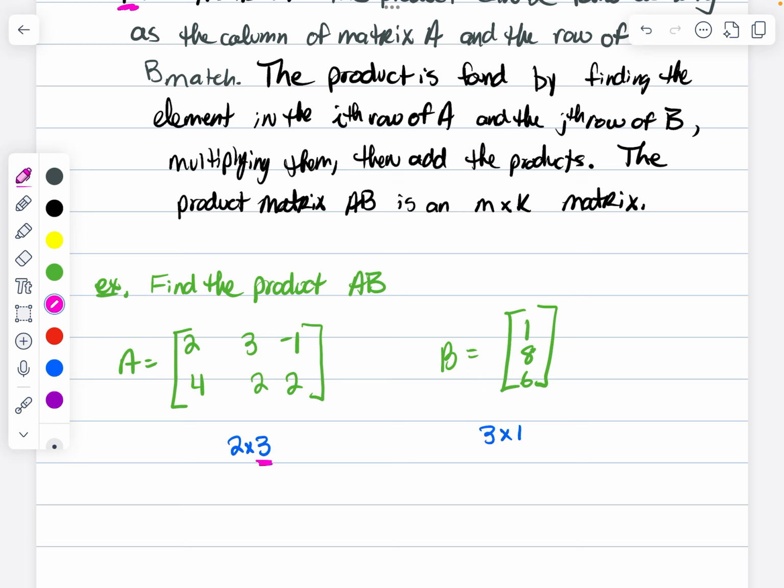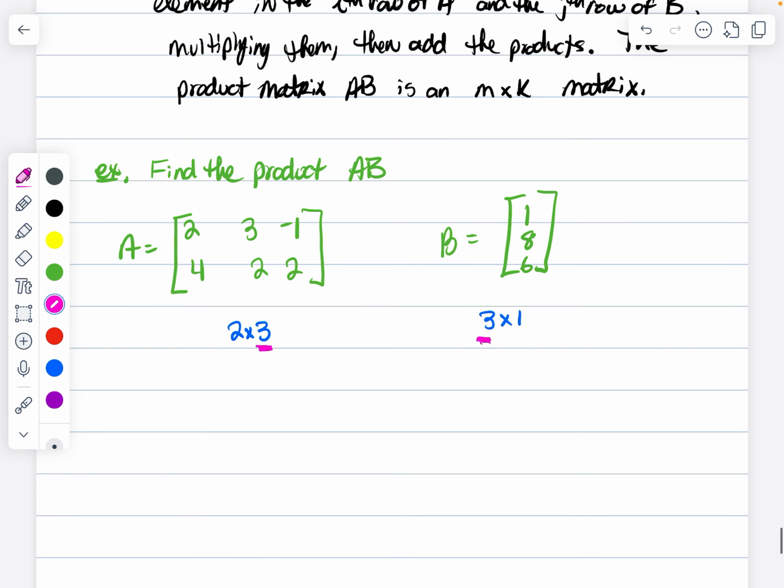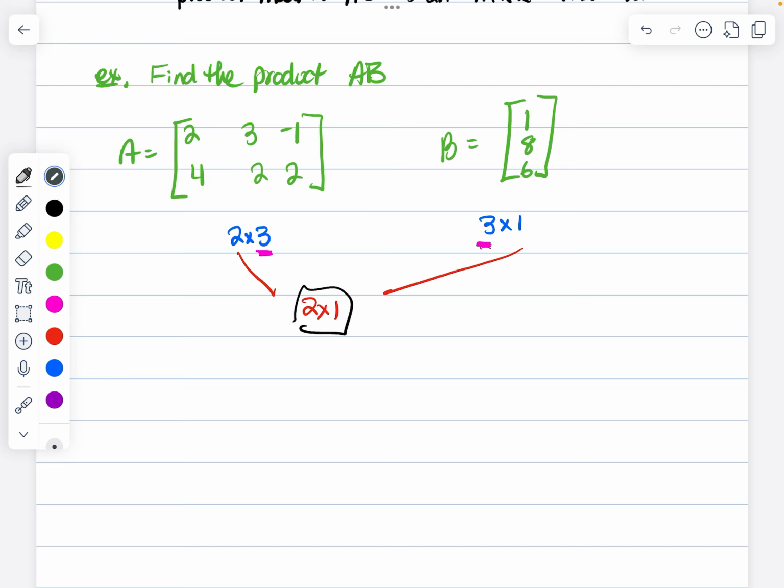Notice the number of columns in matrix A matches the number of rows in matrix B. Therefore, we can multiply these two to get a result, and we should expect the resulting matrix to be a 2 by 1. We should expect that. All right, I'm going to rewrite this so that we know how we're going to multiply it. And I'm going to try to take it step by step. So we're multiplying by 1, 8, 6.